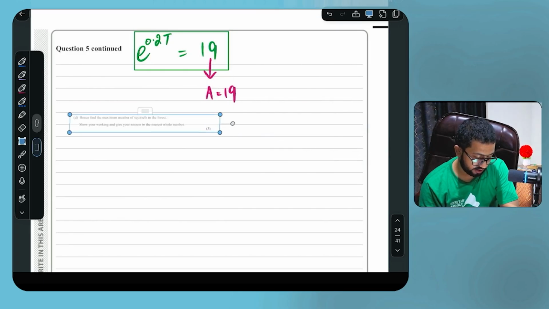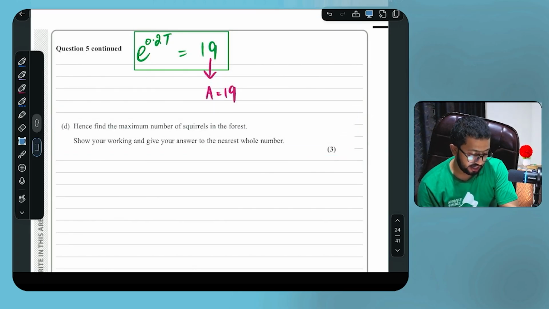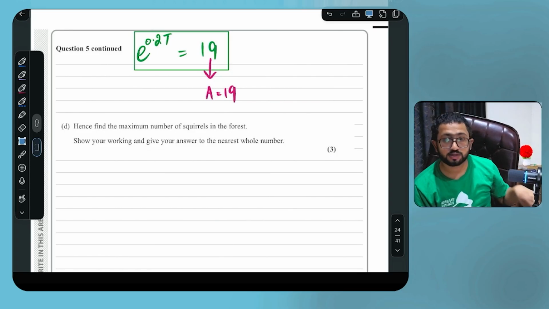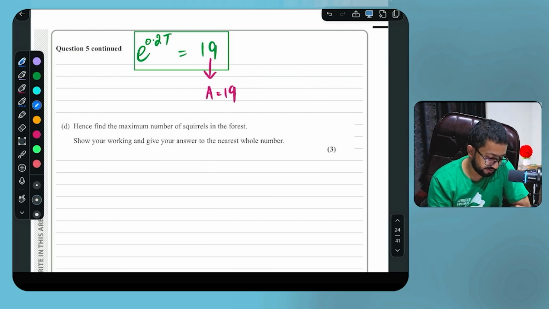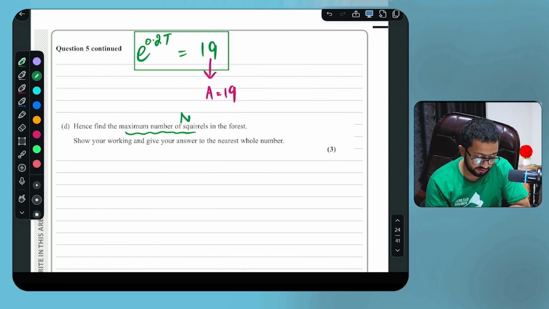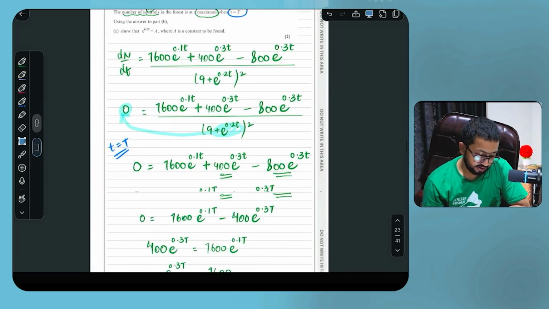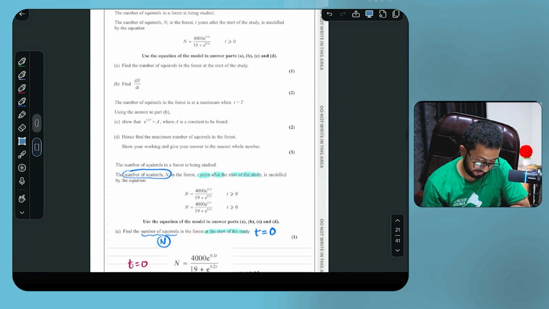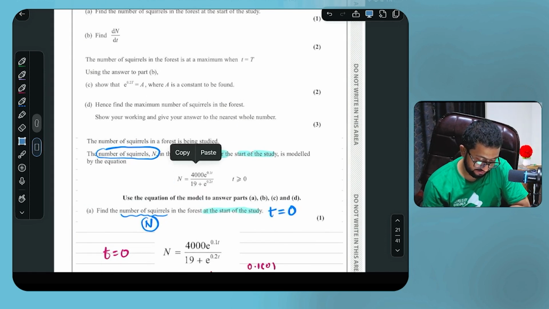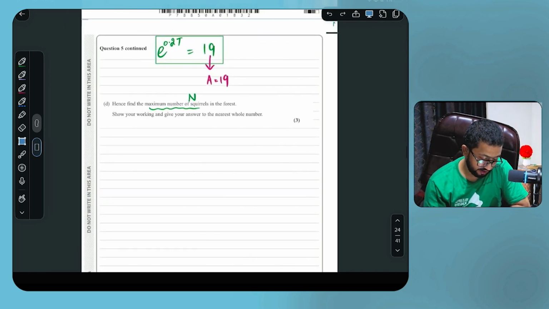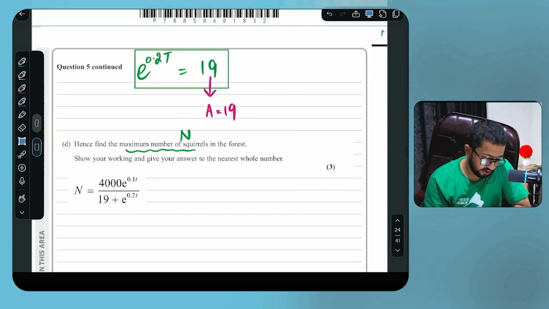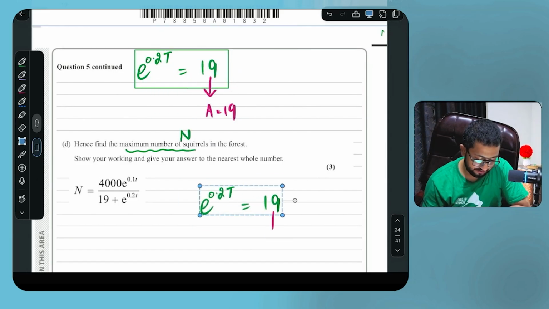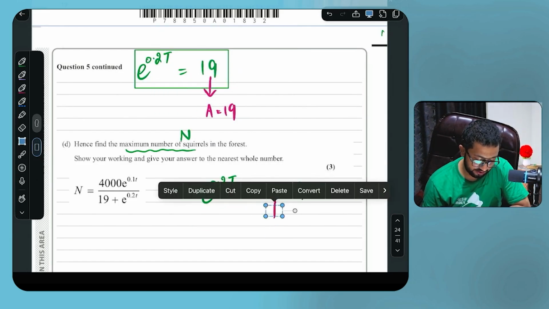Perfect. Hence find the maximum number of squirrels in the forest. I want to find the n value. So where is the function? That is the function of n. But before that, I need to find the value of t. So let's figure out the value of t. Everyone knows how to find the value of t.